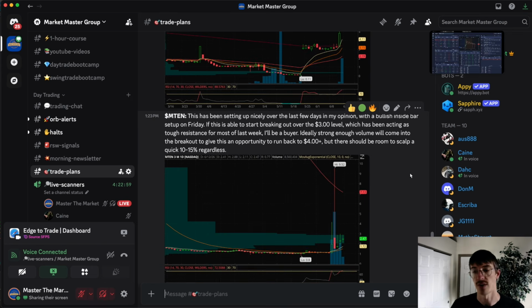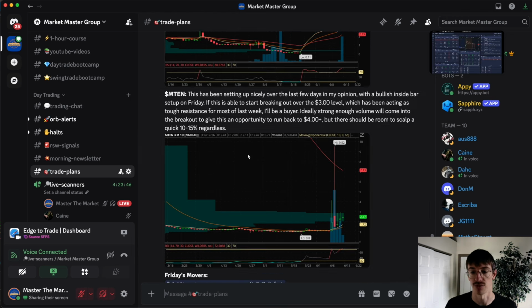Now this trade came straight out of our trade plans. At Master the Market, every single night we post 3 detailed trade plans so that our team of traders has these plans, allowing them to come into the market prepared to take on some trades every day. And what we were looking for with this trade plan and with this setup was the fact that there was an inside bar with an inside bar breakout being above the $3 level. That area was acting as resistance, so if it was able to start clearing above that level, I was going to be a buyer for this based on these trade plans. And ideally, strong enough volume will come back into this, giving it an opportunity to run back to 4+, but there should be room to scalp a quick 10 to 15% regardless.